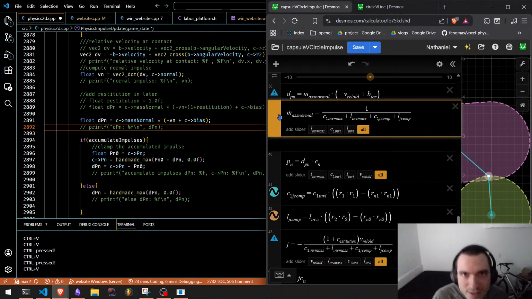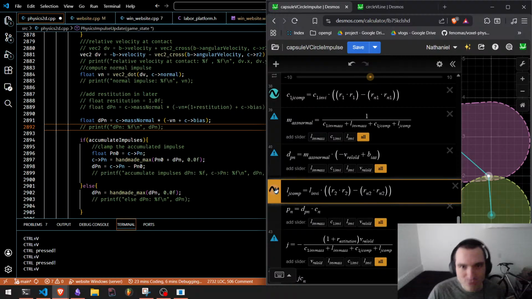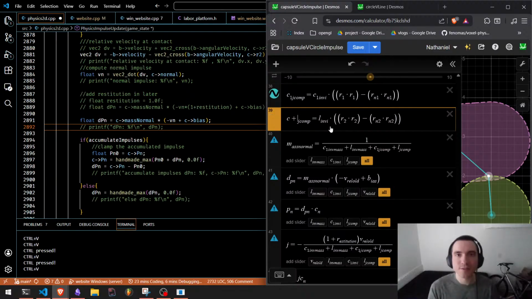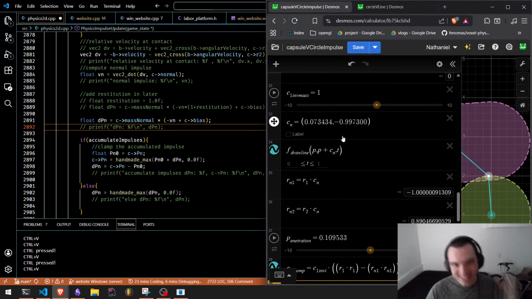Down here is the mass normal, and that depends on the mass normal components. We call this J component. I guess J here is for the impulse. Cap J comp, whatever. Oh, and the inertia. Okay.